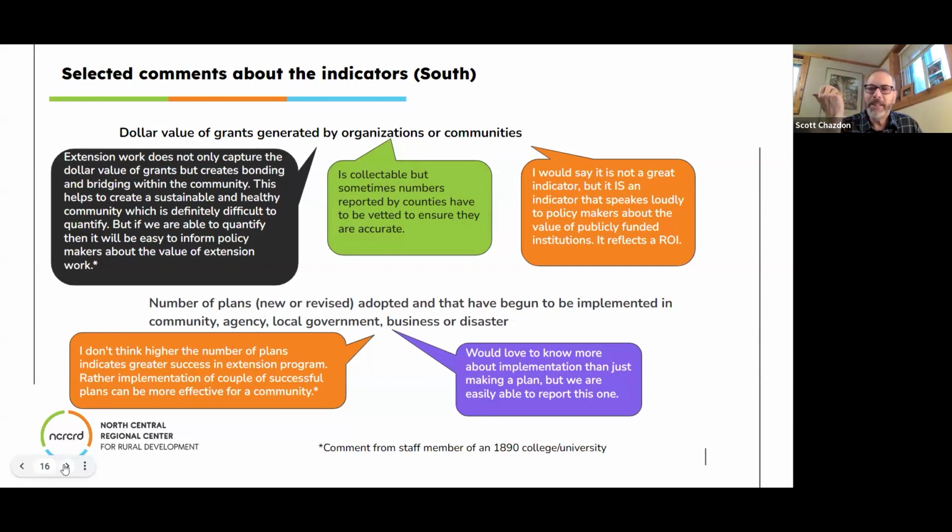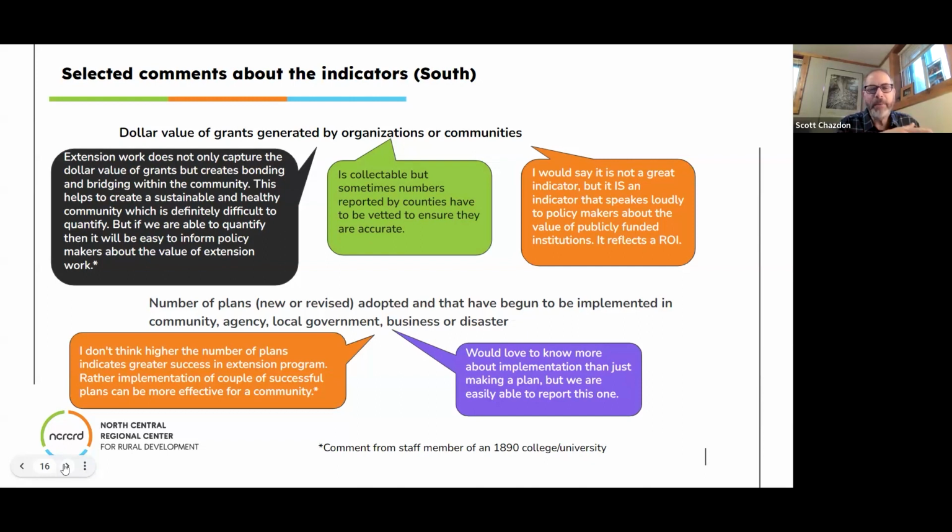And the third comment, I would say this is not a great indicator, but it is an indicator that speaks loudly to policymakers. It reflects a return on investment. And then the number of plans adopted that have begun to be implemented. This is, by the way, these are the Southern indicators.